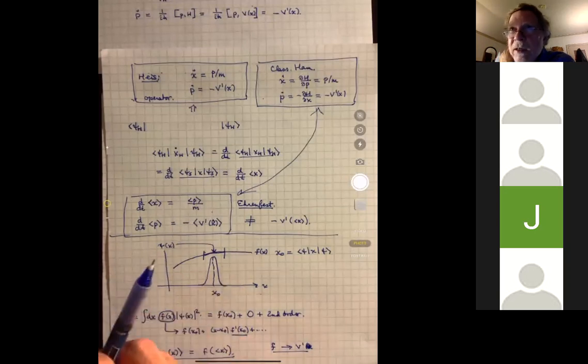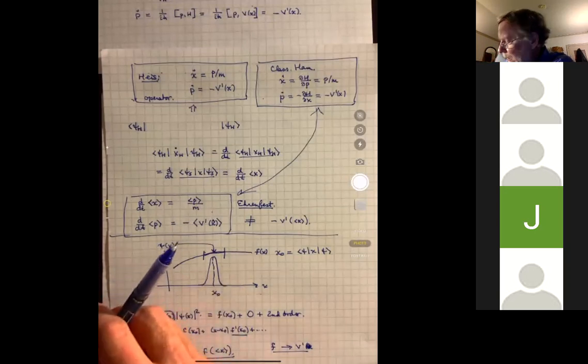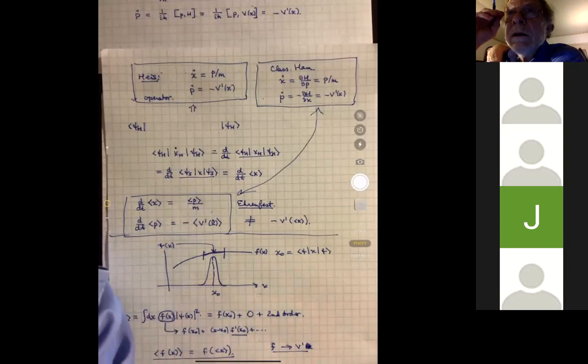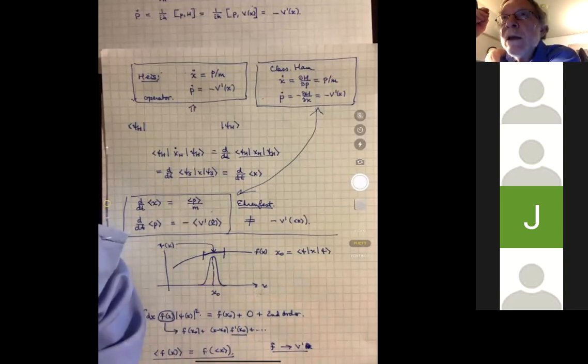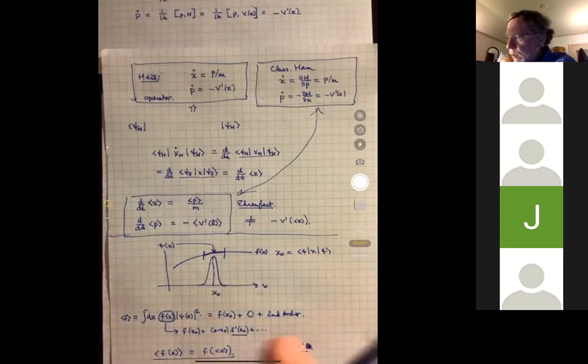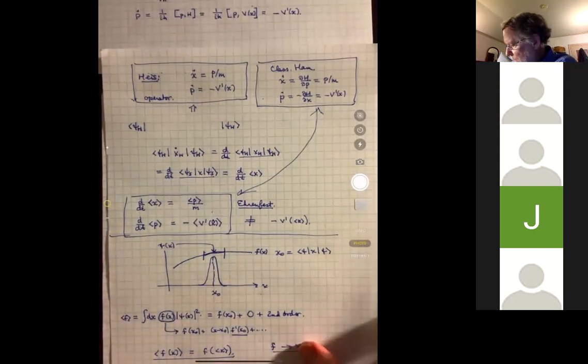So those are some aspects about the Ehrenfest relation, which is related to the classical limit. Now, a more sophisticated way of understanding the classical limit is to do WKB theory, and we're going to do that in an upcoming lecture. But right now, Ehrenfest gives us a taste of the classical limit.